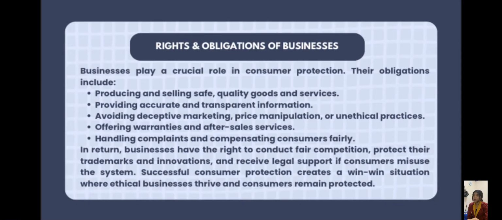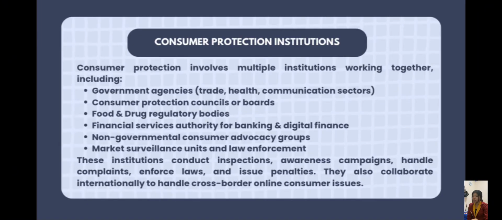And number 3 is paying the agreed price promptly and ethically. Number 4 is using products appropriately and safely. And number 5 is reporting defective, illegal, or harmful products to authorities. Number 6, avoiding abuse of consumer rights to harm businesses unfairly. So, a responsible consumer contributes to a lawful, fair, and cooperative market environment.